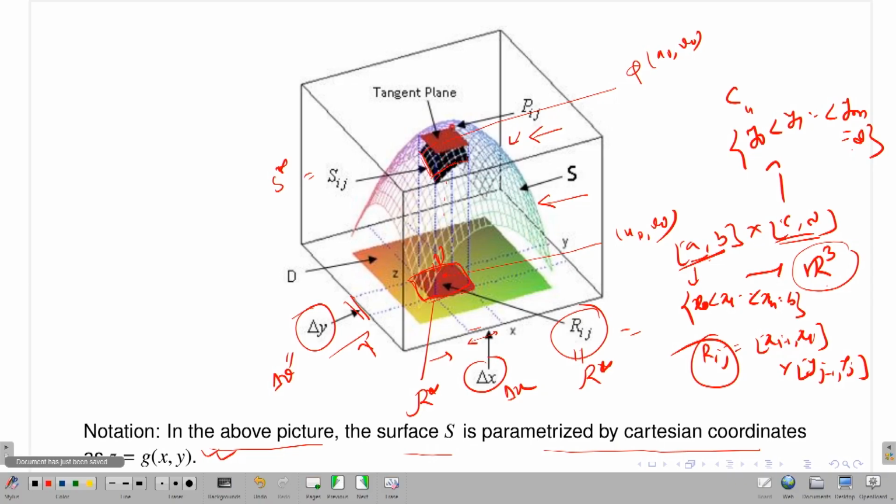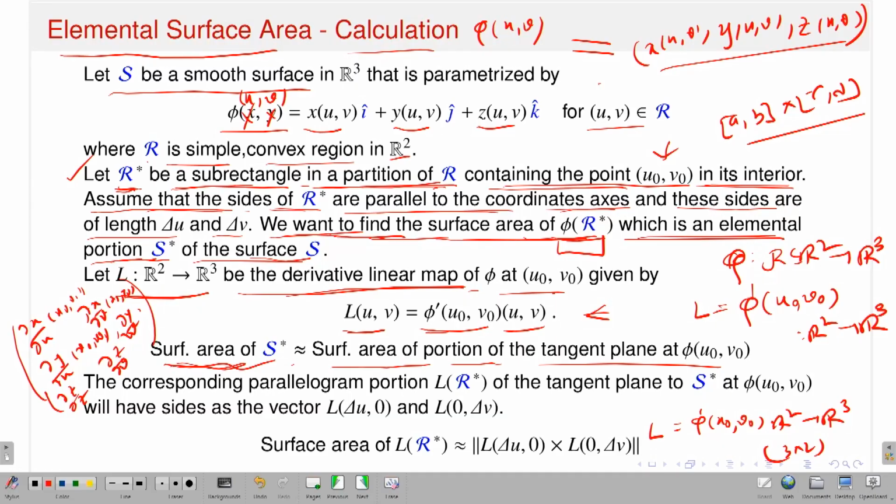Now what is the elemental portion? You take finer and finer partitions. If I take finer and finer partitions, the area of the elemental portion A star of my surface S boils down to the surface area of my tangent plane in that neighborhood. That's exactly what I have written. The surface area of A star, the elemental portion of my surface S, is very near to the surface area of portions of my tangent plane at u naught v naught, because I am taking the partition very small. So the area of the small elemental portion A star of my surface is almost the same as the area of portions of my tangent plane at the point phi of u naught comma v naught. Now how to calculate that one?